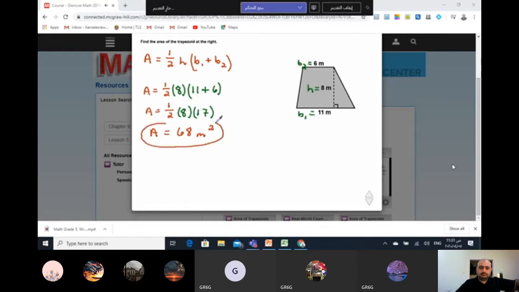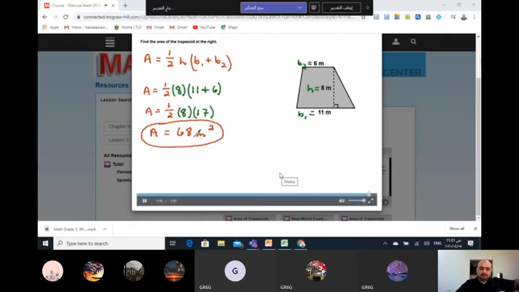So the area of the trapezoid, with the height of 8, and one of the bases 6, one of the bases 11, is 68 square meters.